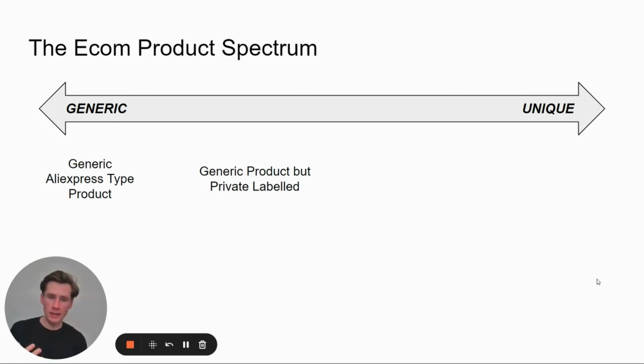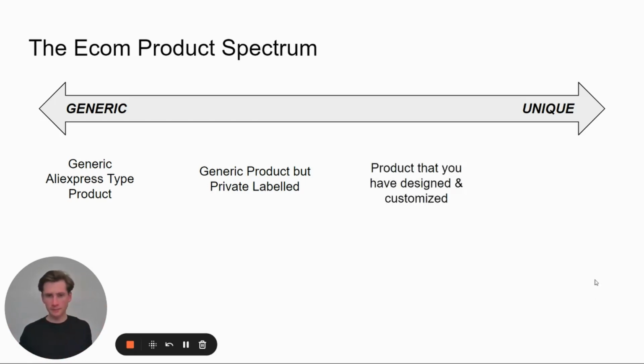It can also go towards you having a unique color. For example, you talk to your supplier and say, hey, can you create a very unique color of this product, or maybe a unique texture if that's applicable to your product. So hopefully you get the point that this is where you can already start differentiating yourself a little bit, although you're still on the generic side of the spectrum.